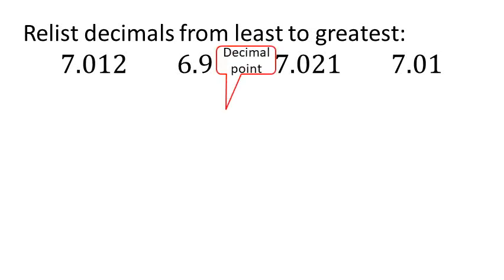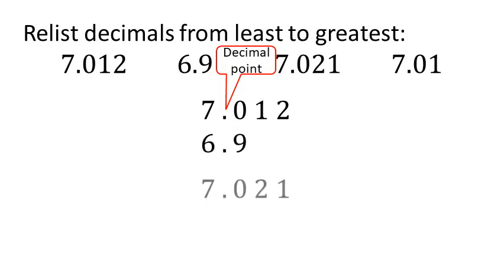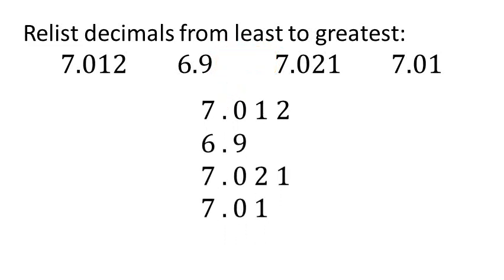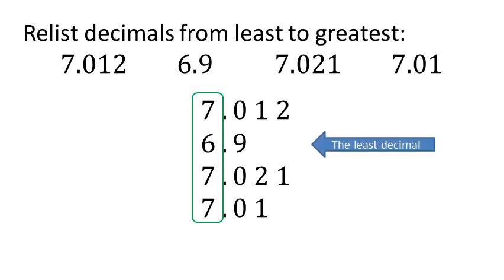Let's compare the whole number parts, which is, again, the number placed on the left side of the decimal point. All except 6.9 have the digit 7 in the ones position, but 6.9 has the digit 6. Because 6 is less than 7, 6.9 is the least decimal. Now we can erase 6.9 from the list.